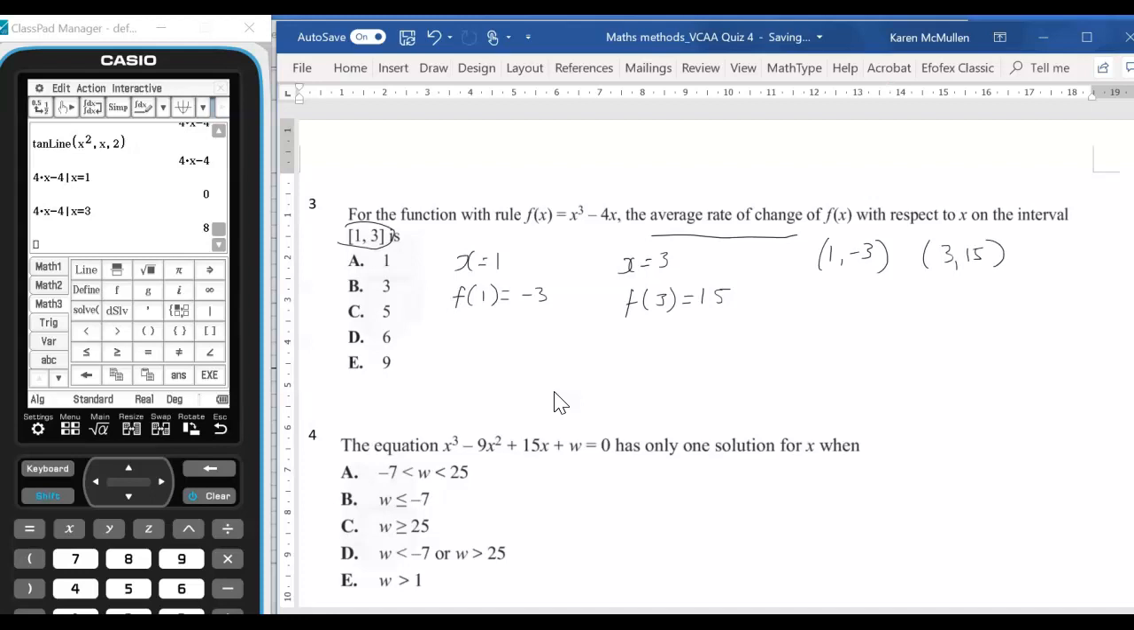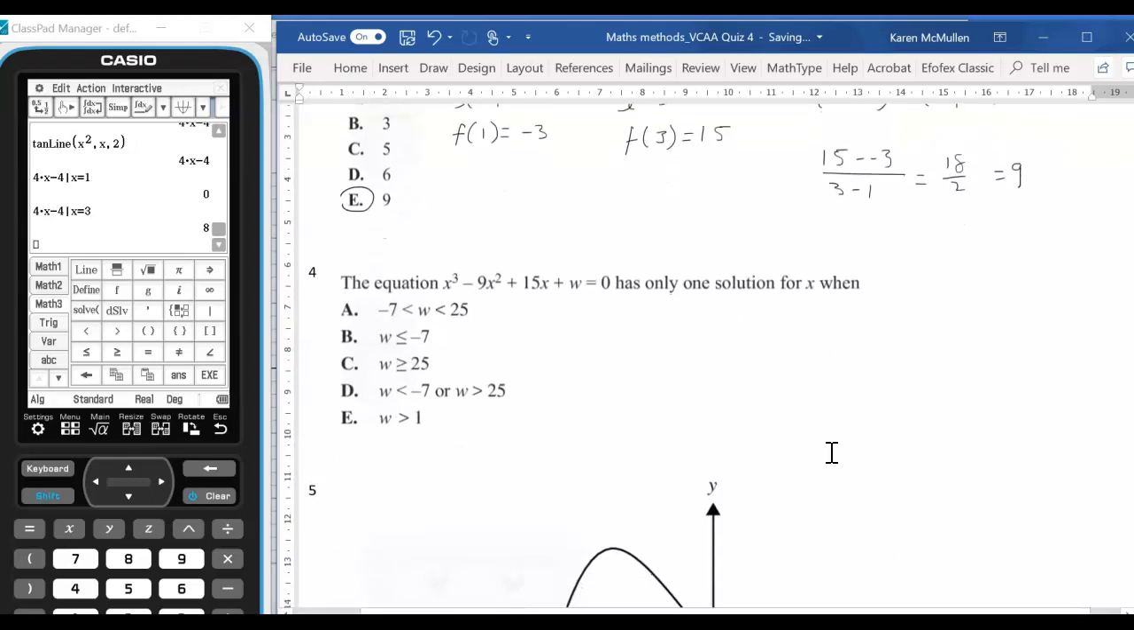And just the difference in your y values over the difference in your x values. So 15 minus -3 over 3 minus 1 gives you 18 over 2, which is 9. So the correct answer for that one is E.